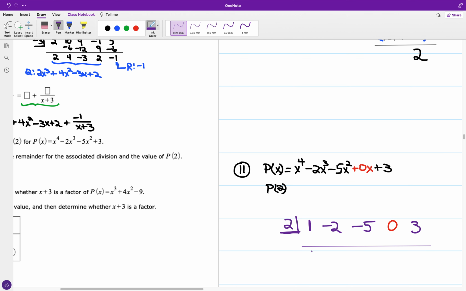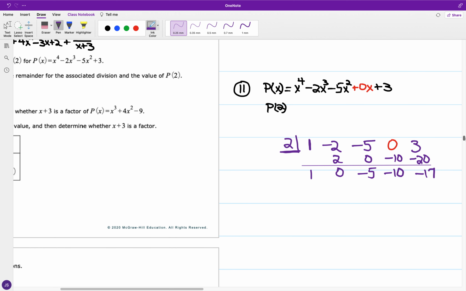Okay, and just setting things up. We got 1 brought down. 2 times 1 is 2. Negative 2 plus 2 is 0. 2 times 0 is 0. Negative 5 plus 0 is negative 5. And we have 2 times negative 5 is negative 10. 0 plus negative 10 is negative 10. And we have 2 times negative 10 is negative 20. And we have 3 and negative 20, so you have negative 17.